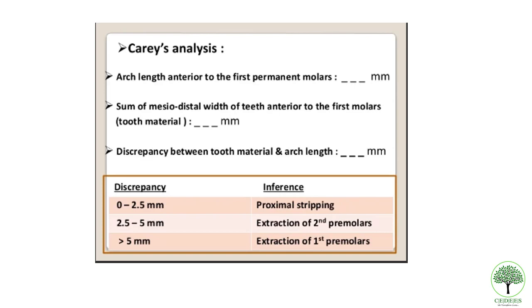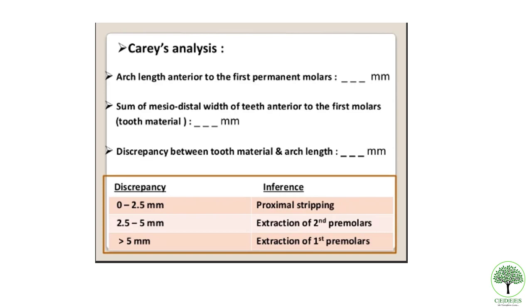And if the discrepancy falls between 0 to 2.5 millimeter, it's a very minimal space requirement that can be easily managed with proximal stripping. Now, if it falls in the range between 2.5 to 5 millimeter, it is still lesser space discrepancy compared to something that's greater than 5 millimeter. So anything between 2.5 to 5 millimeter, you could opt for extraction of second premolars because the mesiodistal width of your second premolars is lesser compared to your first premolar.